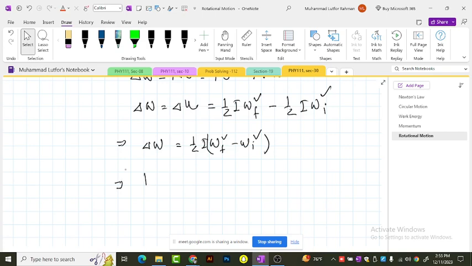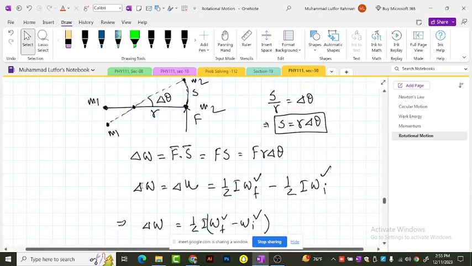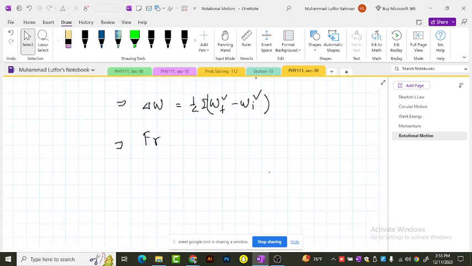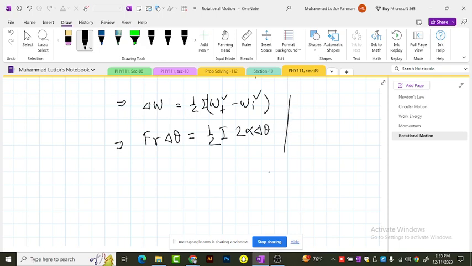I'll write down F R into del theta from that definition, and this one I'm going to write as half of 2 alpha into del theta. Why? Because I know from rotational kinematics omega F squared equals omega I squared plus 2 alpha into del theta, which means omega F squared minus omega I squared is 2 alpha into del theta. That's why I plug it in over here.